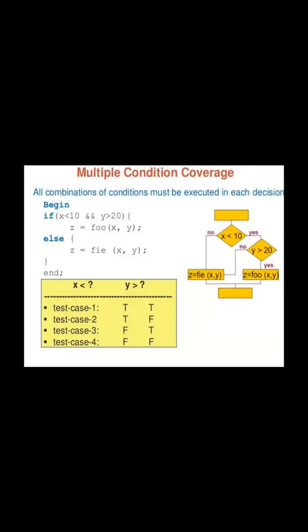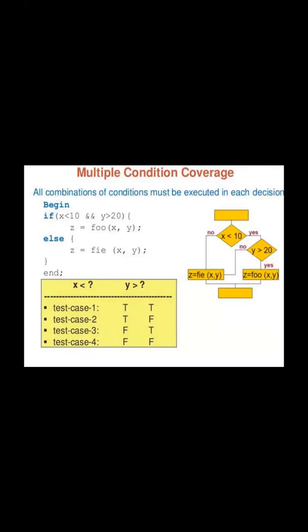The same way we can have multiple condition coverage. So here we can see there are more than one condition. The first condition is x is less than 10. Another condition is y is greater than 10. So we have the complex expression. If both the conditions are true, then it will execute z equal to f of x comma y.